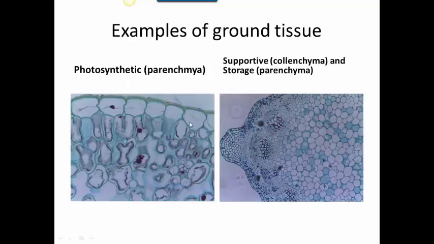And these are just some images. So here we see photosynthetic cells, ground tissue cells within a leaf. You can see they're loaded up with chloroplasts. That's these tiny disc-shaped structures within these cells.